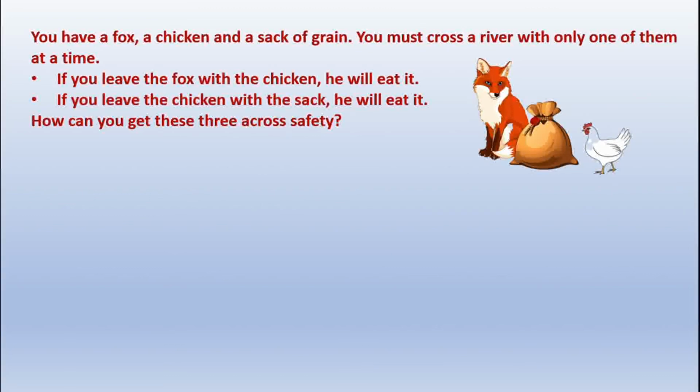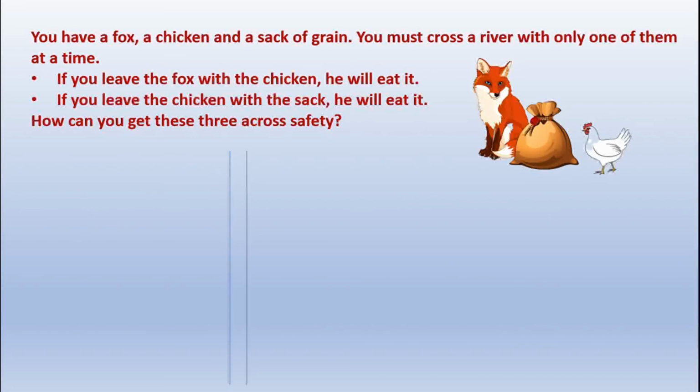Now let's look at a very funny problem. You have a fox, a chicken, and a sack of grain. You must cross a river with only one of them at a time. There are two conditions. If you leave the fox with the chicken, he will eat it. If you leave the chicken with the sack, he will eat it. So, how can you get these three across safely? I will explain this with a diagram. So, think this is the river.